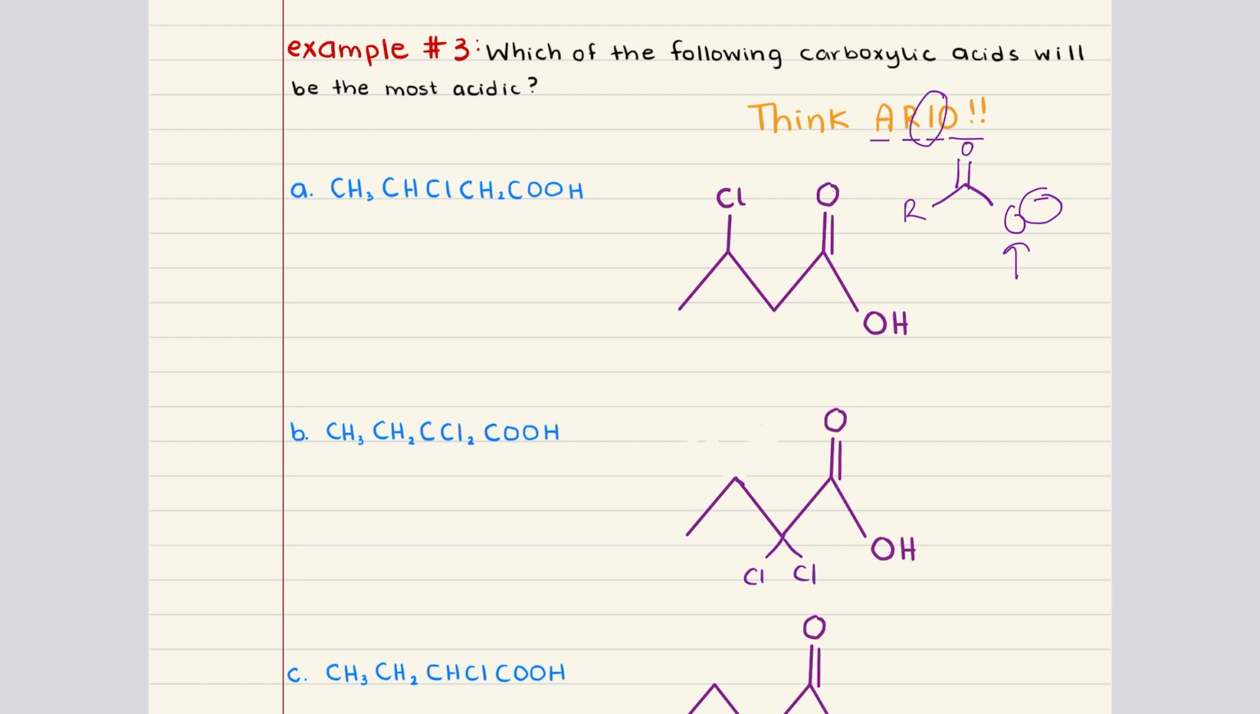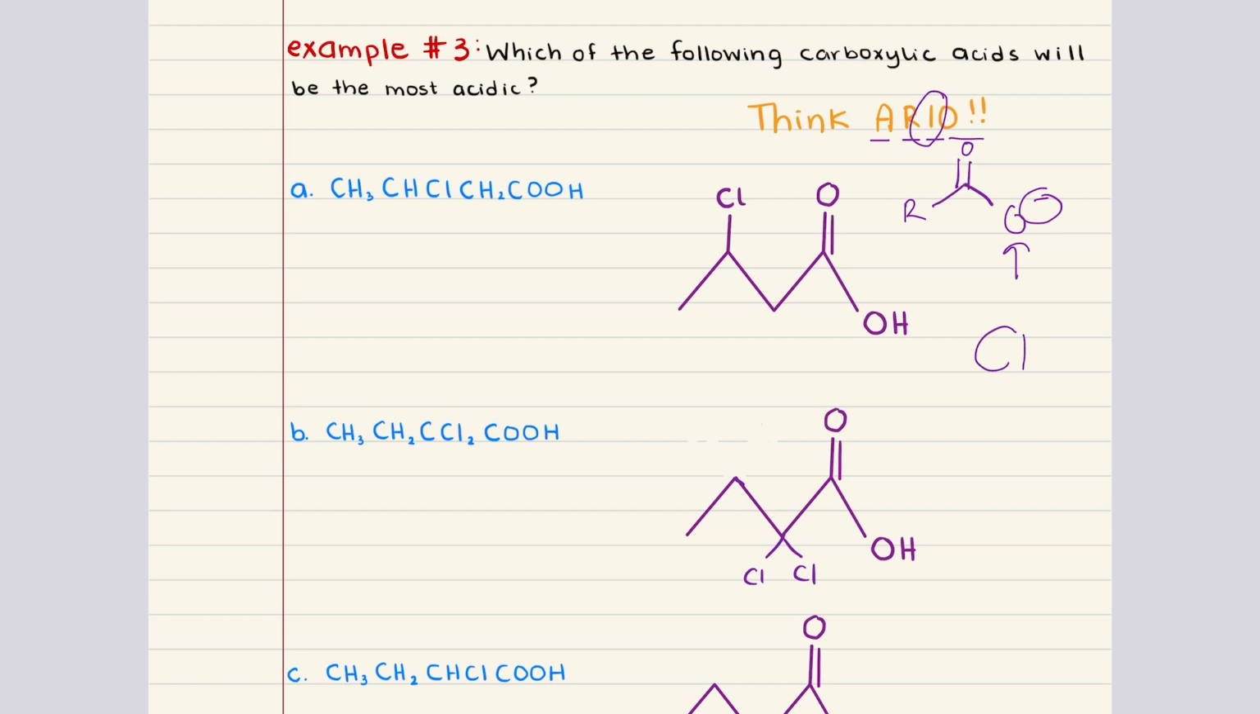Inductive effects occur when electron withdrawing groups pull electron density through sigma bonds, and it stabilizes the conjugate base after deprotonation. Now, when you first look across the answer choices here, you'll notice that some molecules have chlorine atoms and some do not. Chlorine is a highly electronegative atom, and it acts as a strong electron withdrawing group.